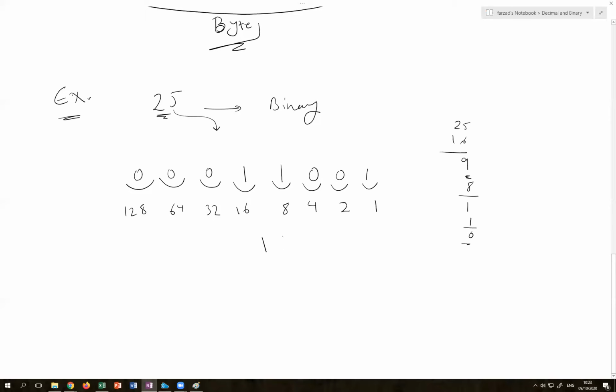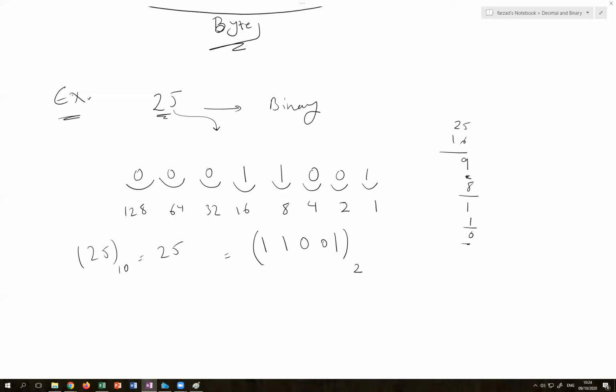So it means that 25 is equal to 11001 to the base 2. This is equal to 25 to the base 10, or simply we write 25. When numbers are in base 10, we don't write the base, we show it like that. But if it is base 2, we do it in this way. So as you see, 11001 is another way of representing 25 in the binary system.